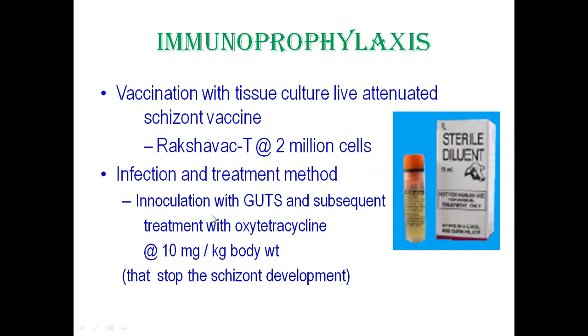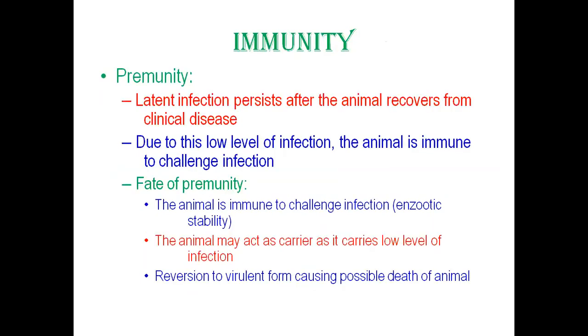Another mode of prevention is the infection and treatment method, meaning that they triturate the tick which is infected with Theileria organism and give a low dose of infection. Ultimately, they control that low dose of infection with oxytetracycline. As I said, oxytetracycline just halts the schizont development, and in this way immunity develops. This is known as the infection and treatment method.